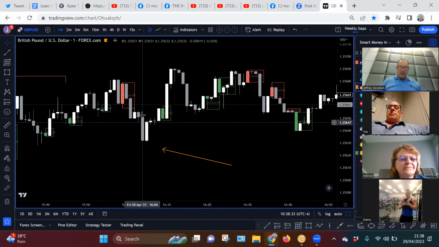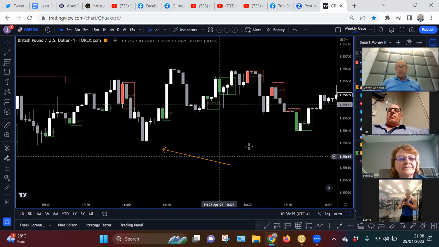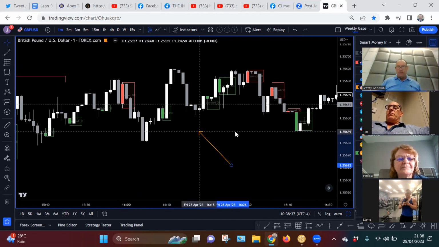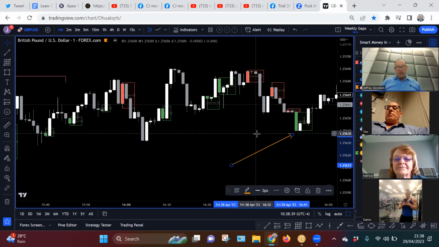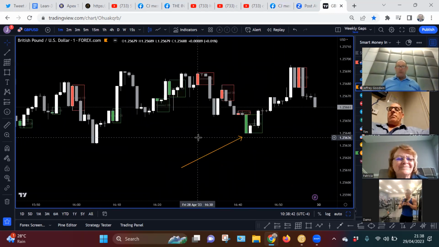Using these large engulfing candles. Yep, that's exactly what it does. Well done. Giving away some trade secrets there, but that's okay. If Patricia's Scottish, he's allowed them.